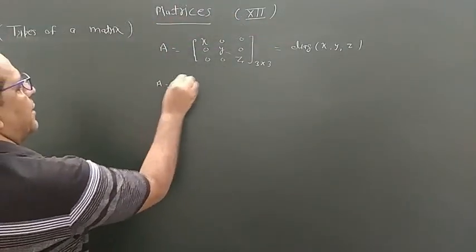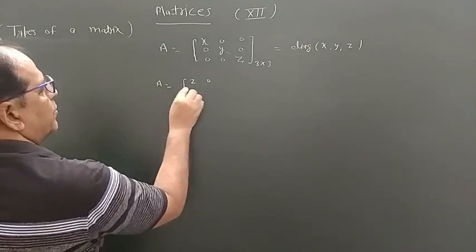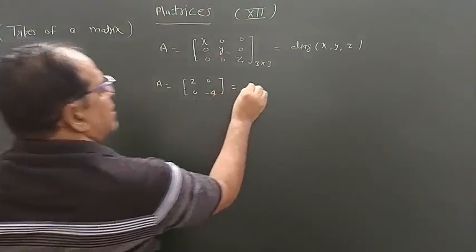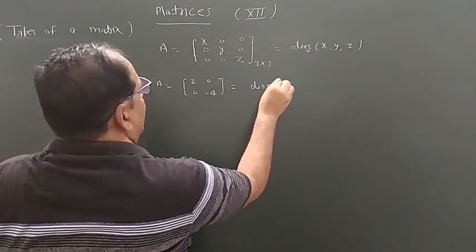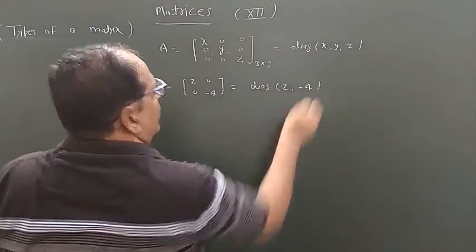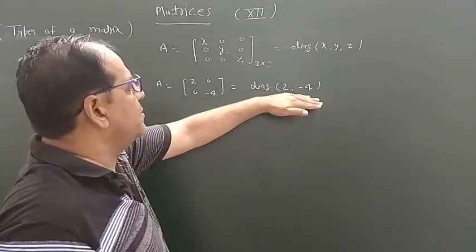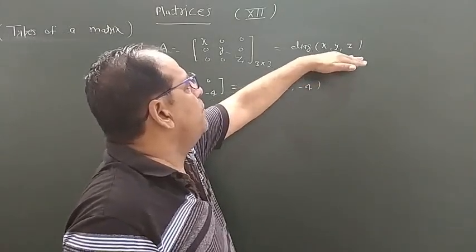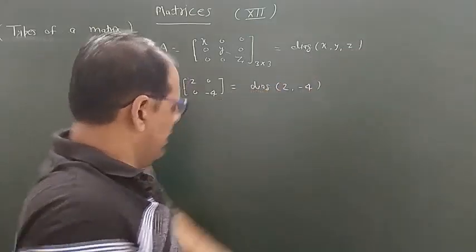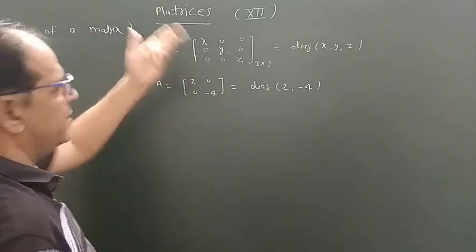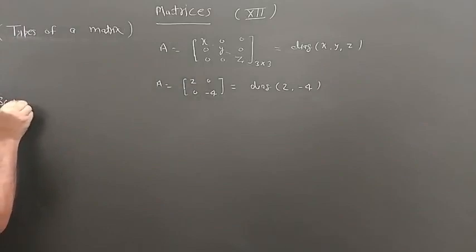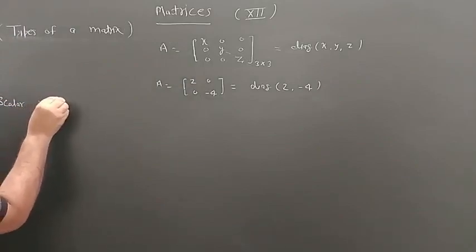Again, I am taking an example. A equal to 2 0 0 minus 4. This can also be written as diagonal 2, minus 4. That means this is a diagonal matrix of order 2 by 2. This shows a diagonal matrix of 3 by 3 whose diagonal elements are x, y, z, because the remaining elements are 0. Now I am taking another matrix, the scalar matrix.